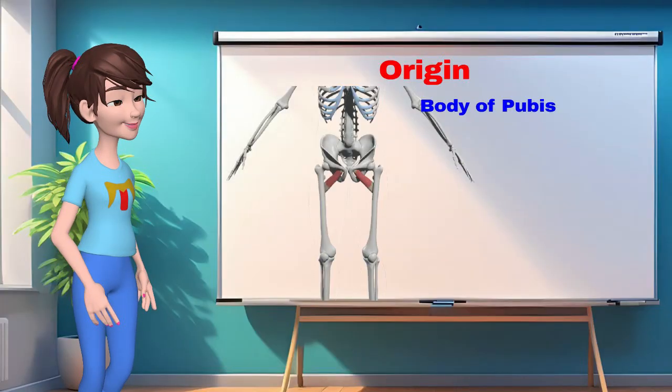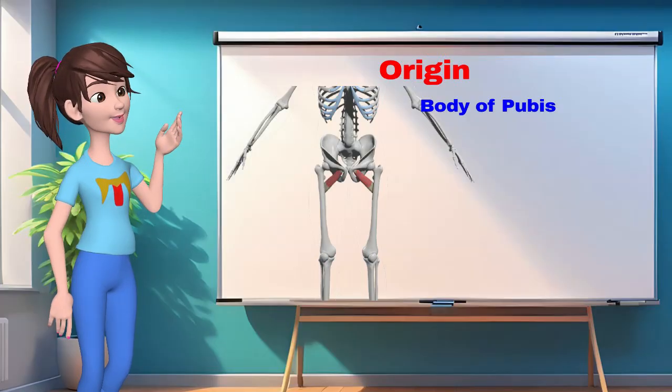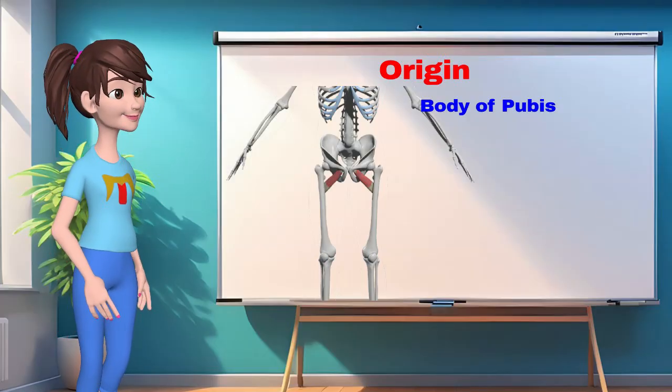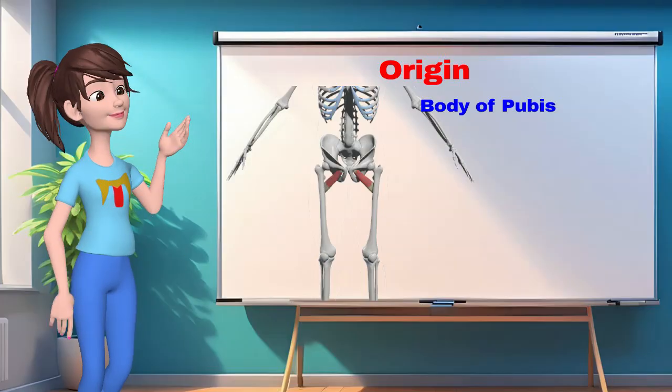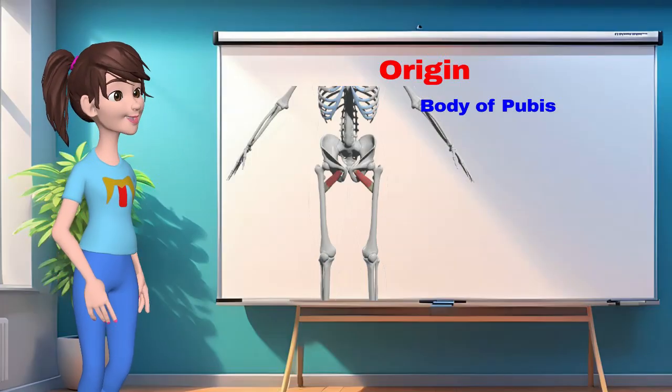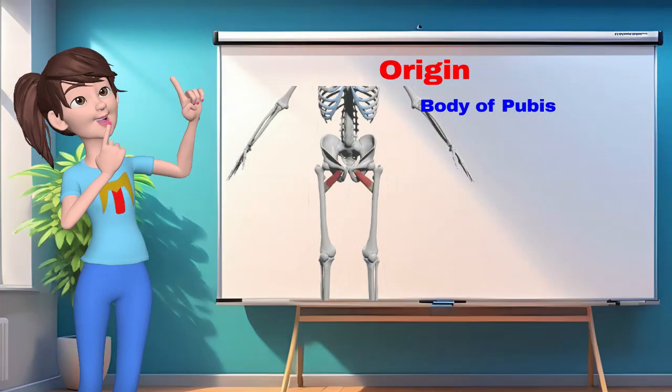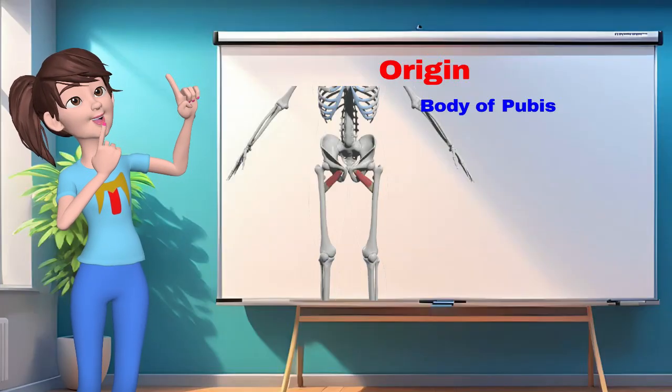The adductor brevis originates from the body and inferior ramus of the pubis, located just below the pubic crest. This bony ridge provides a stable base for the muscle's fibers to emerge, angled downward and laterally across the upper thigh.